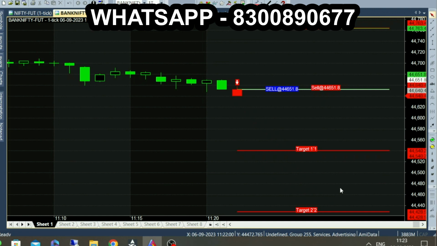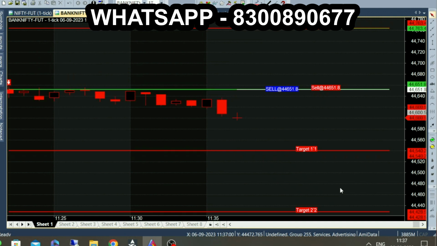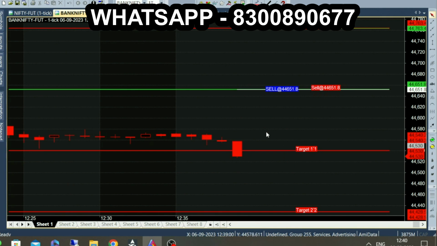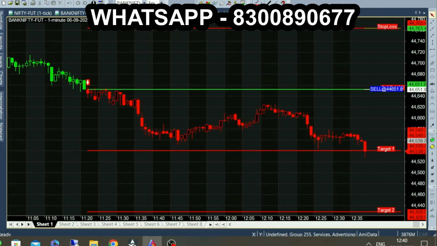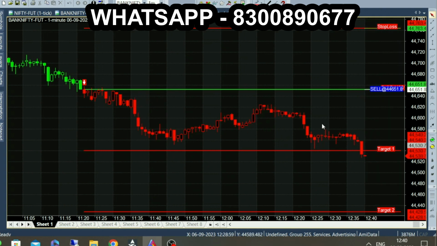Today the sell call came at 44,651 and the first target is 540. Within 20 minutes of the sell call being generated, it started to move in bearish momentum. For the first 10 to 15 minutes, the market traded flat, but now it started to move in the downside direction. After some time, the market moved down and broke out of the first target range. Like this today, the sell call was generated at 11:20 and broke the first target.